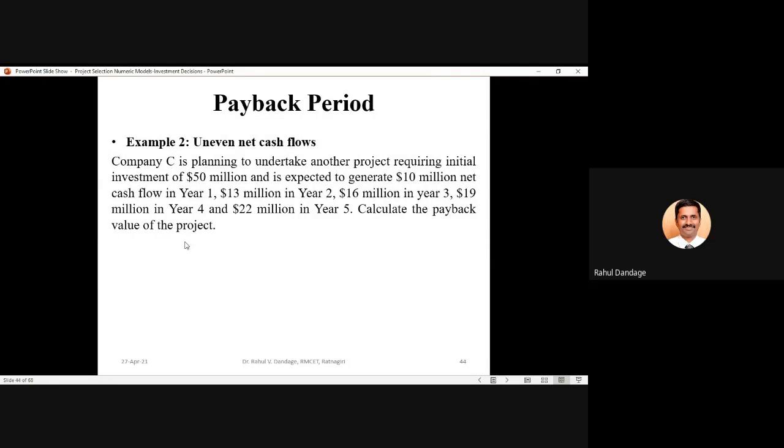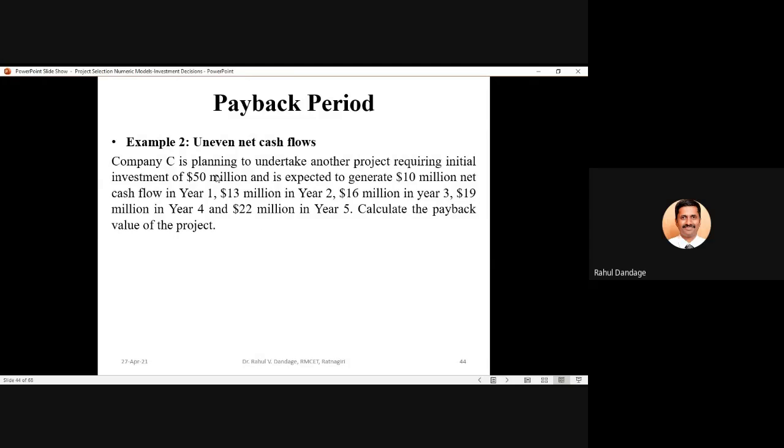Now if the cash flows are uneven, let us say Company C is planning to undertake another project requiring an initial investment of $50 million. It is expected to generate $10 million net cash flow in year 1, $13 million in year 2, $16 million in year 3, $19 million in year 4, and $22 million in year 5. Calculate the payback period of the project. Over the 5-year lifespan, the net cash flows are all different: 10, 13, 16, 19, 22.